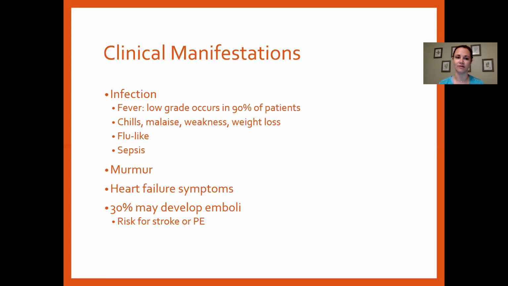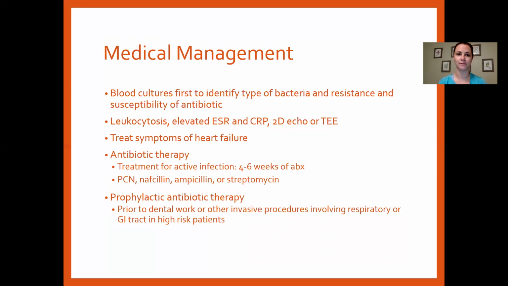Tachypnea, respiratory rate greater than 20, elevated white blood cell count greater than 11, hypotension, that would be there in septic shock, things like that. If they have a heart murmur, that could be indicative of infective endocarditis. Heart failure symptoms, which again, just refer back to the previous recording about heart failure. And then 30% of patients with infective endocarditis may develop emboli from a thrombus formation that's been released into the circulation, and that can put them at risk for stroke or PE development.